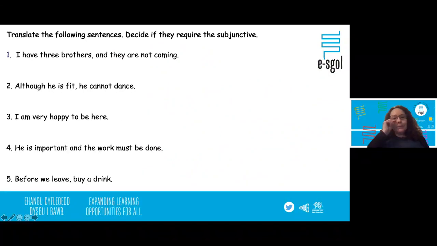And then this one is the opposite way around. So you translate into French and you have to decide if they require the subjunctive. Now, again, I would advise you to pause, answer, and then play when you watch the video back so that you're able to check if your answers were correct, because this is trickier.